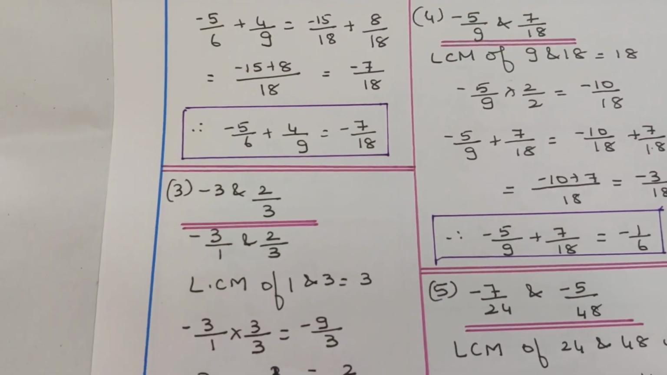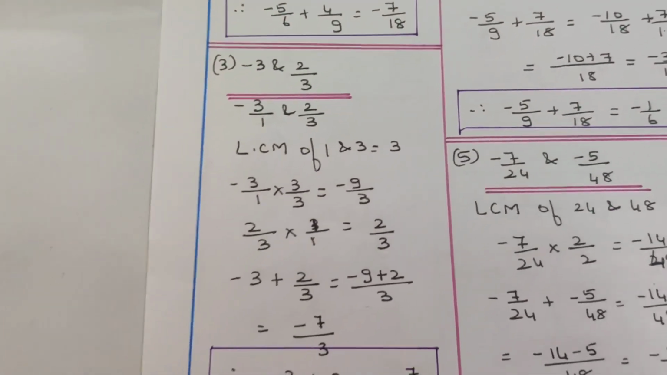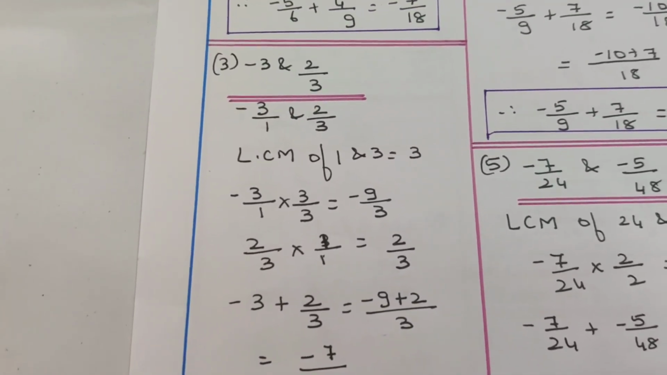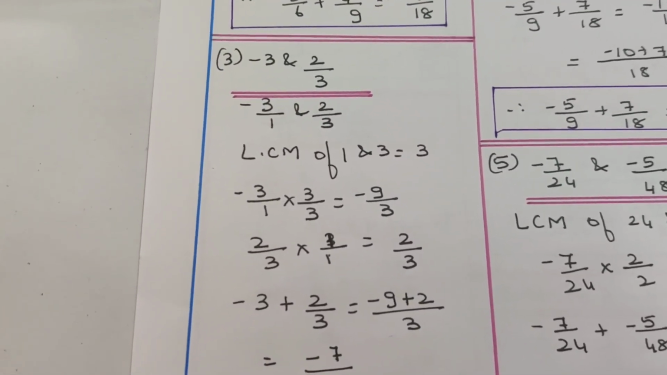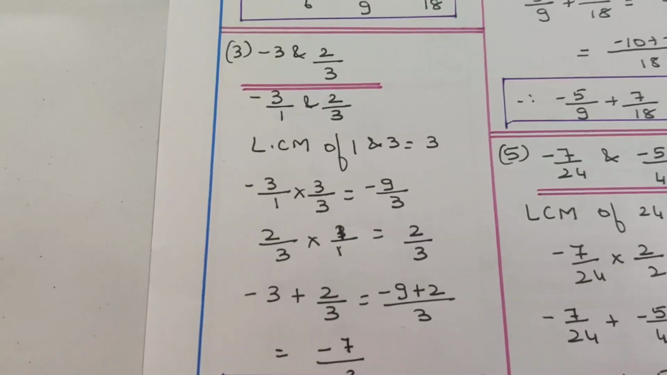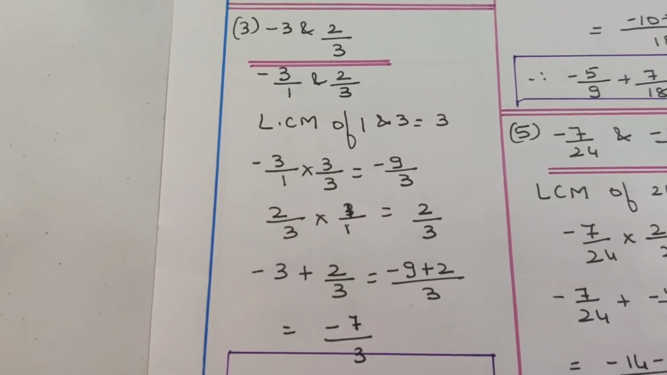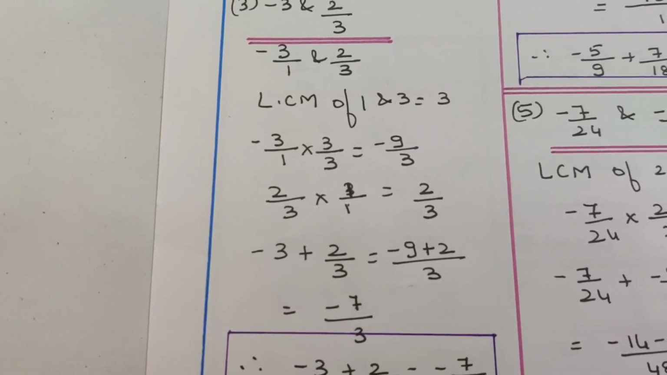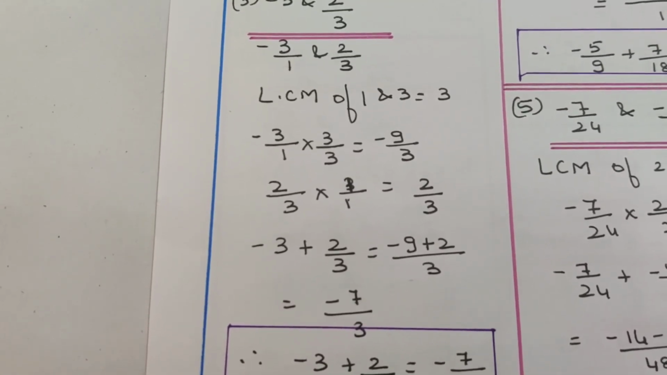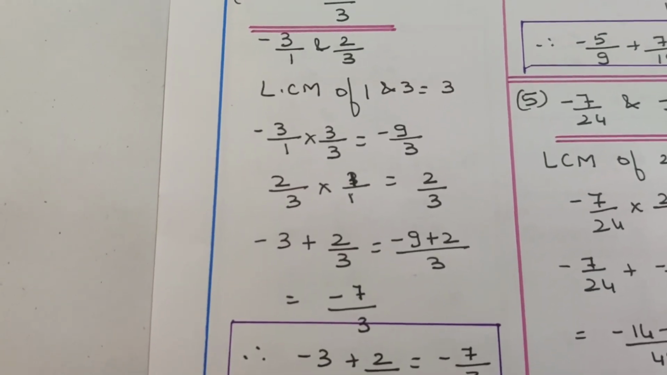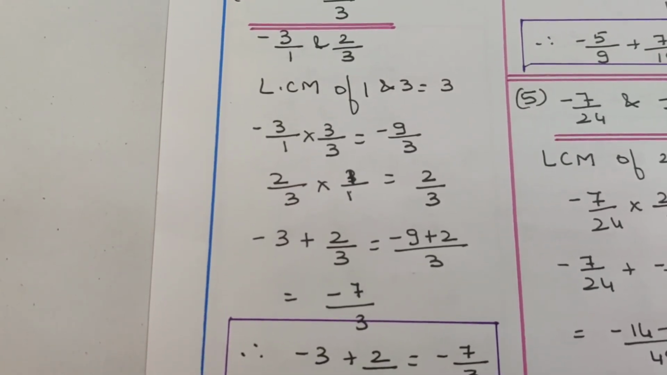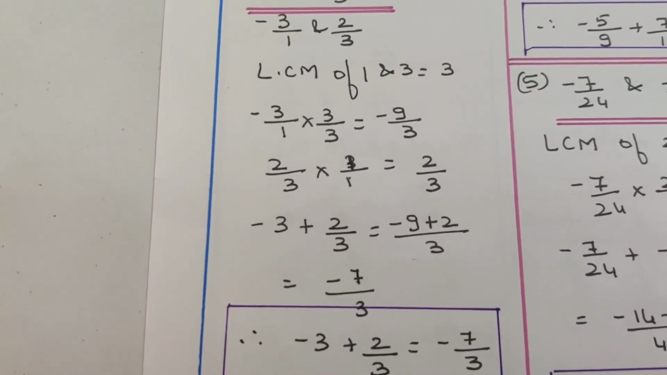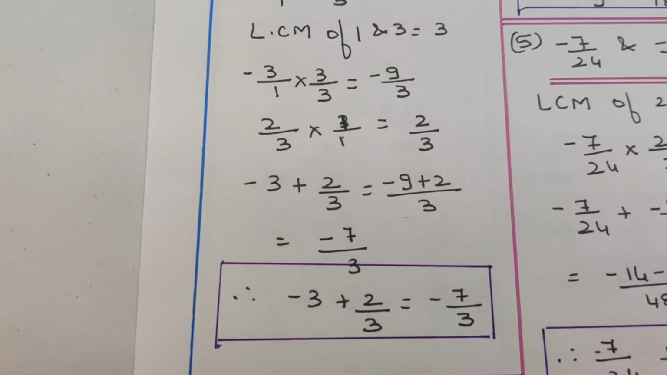So here, understand, students, I will just give a pause on every sum that I have done here. It's the same concept. Minus 3 and 2 by 3. Here the LCM of 1 and 3 is 3. You try to solve the sum here and you go ahead and get the common denominator. So minus 3 by 1 into 3 by 3, that's equal to minus 9 by 3. 2 by 3 into 1 by 1 is equal to 2 by 3. So you get minus 9 plus 2 by 3. The answer is equal to minus 7 by 3.